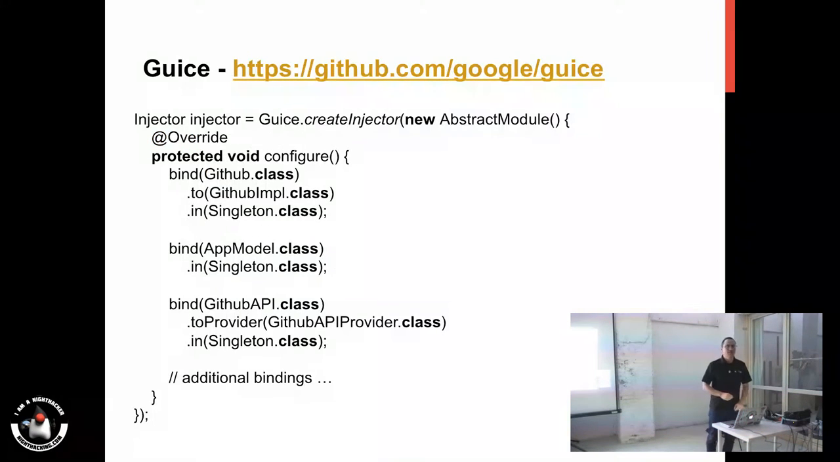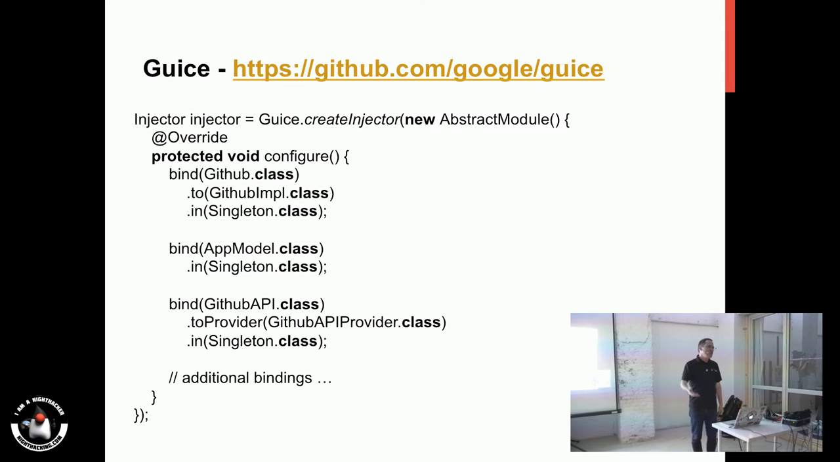For this, my first choice would be to use Google Guice, because it is the reference implementation for JSR 330, which is the JSR that defines how we do injections in the Java platform. Now, Guice gives you a programmatic API for defining the bindings. A binding is how you define a source type and map it into a target type. Here we have three different types of bindings. The first is from a source type, GitHub, into a target type, GitHub implementation, and we bind it into the singleton scope, so that we only have a single instance for that particular target type.